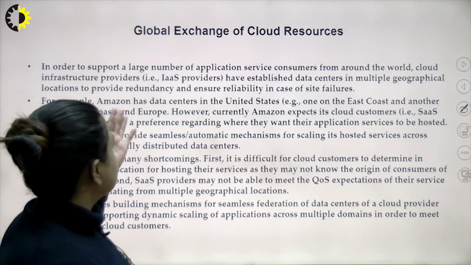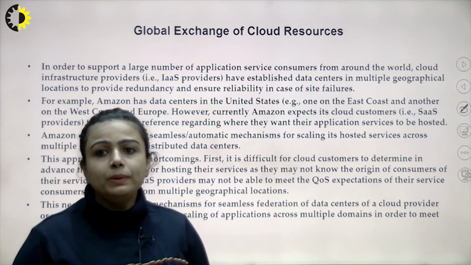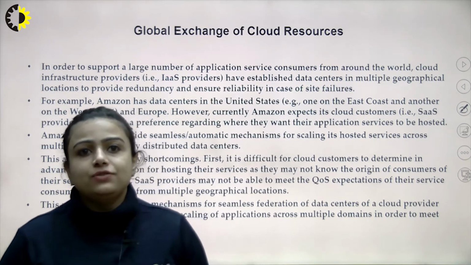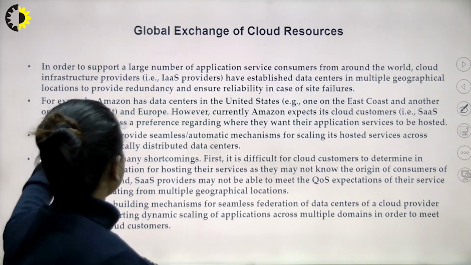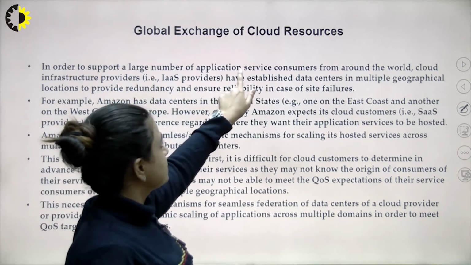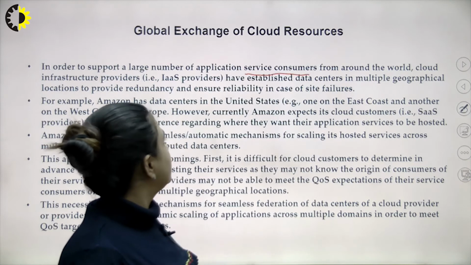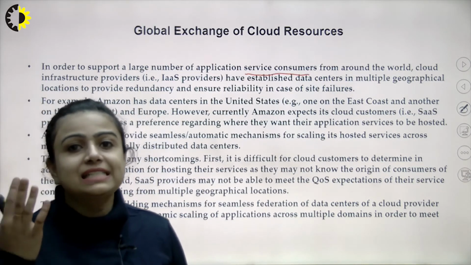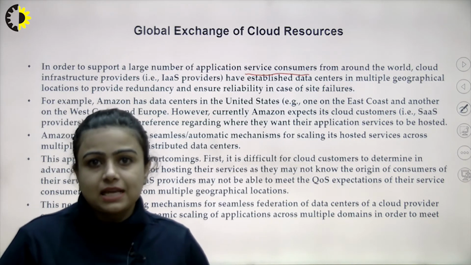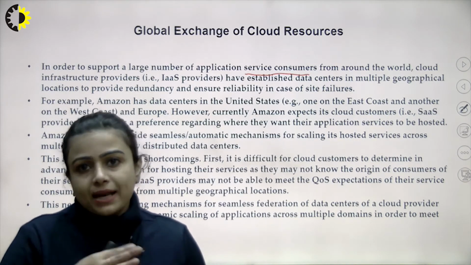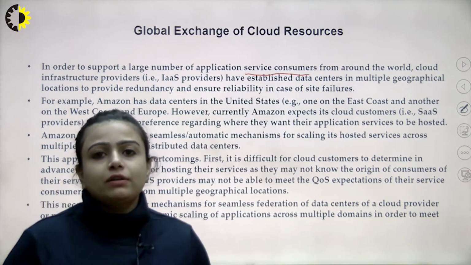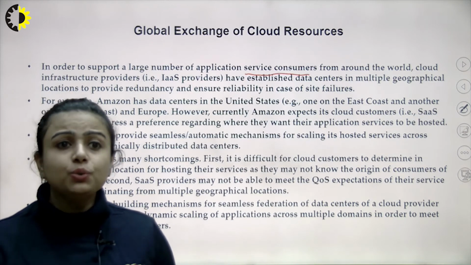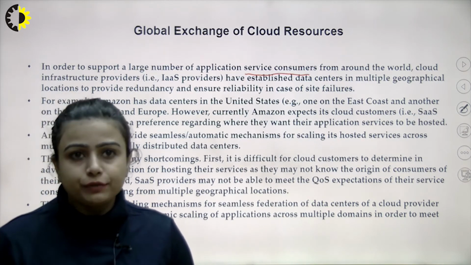Now there is another term, which is global exchange of cloud resources. What do we exactly mean by global exchange of cloud resources? In order to support a large number of applications for service consumers from around the world, the cloud infrastructure providers, that is, infrastructure as a service, have established data centers, where the data is allocated, stored and managed everywhere. So in multiple geographical locations, it is distributed to a variety of places to provide you with the availability of the data.